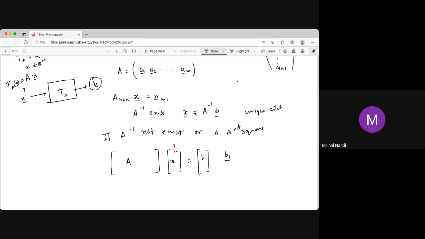Now, question: if A inverse does not exist, or A is not a non-singular square matrix, then can we do something with A beforehand, before getting B? Can we find something from A before getting B, so that once I get B, I can find the solution? And if someone changes my B, finding something from A is not hampered. So I will not go to the solution directly.